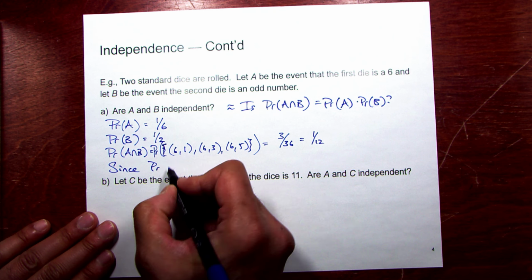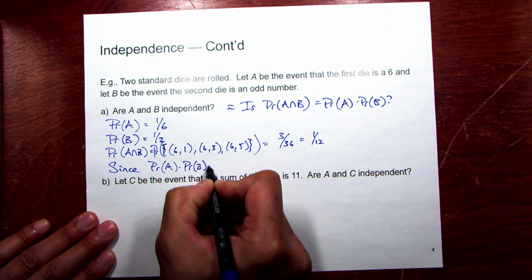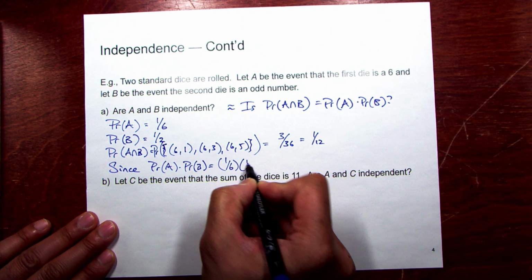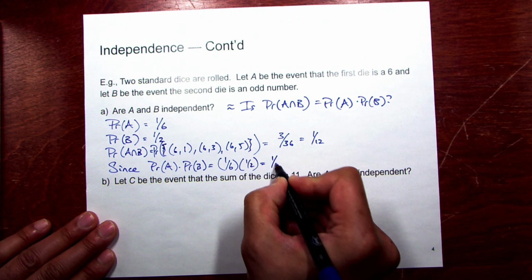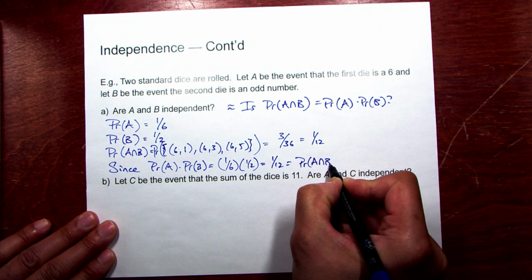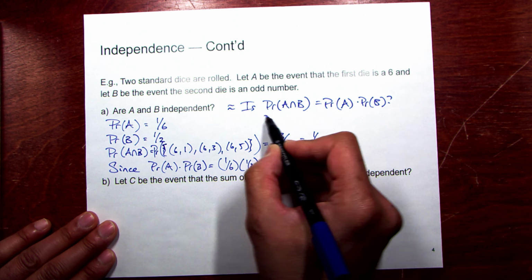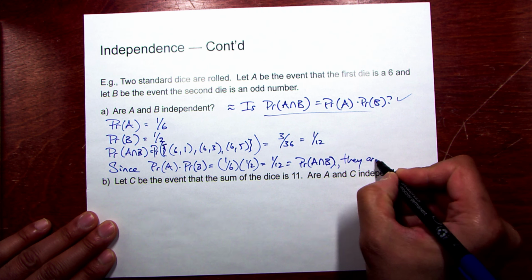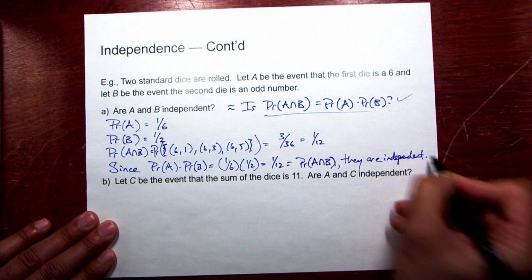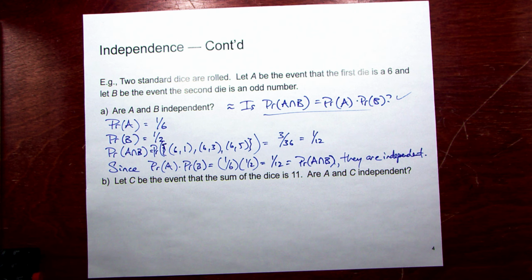Since the probability of A times the probability of B equals a 6th times a half, which equals a 12th, that equals the probability of A intersection B. We verified this, so they are independent. And again, following our intuition, this seems right, because the two dice are different. They're different sets of outcomes that are not tied to each other, right?